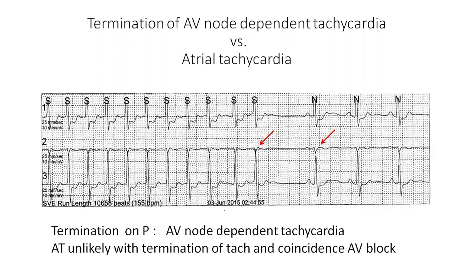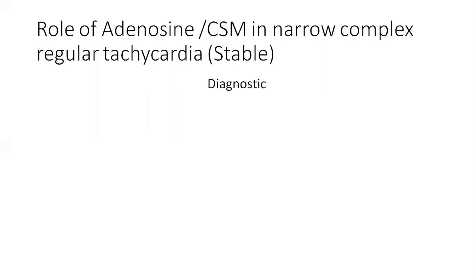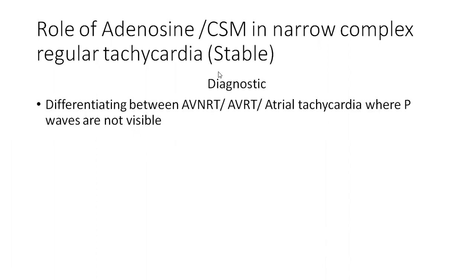So you can say this is a short RP tachycardia, very unlikely to be an atrial tachycardia. It has to be a node-dependent tachycardia. That's a spontaneous termination. When you are in tachycardia and it is not spontaneously terminating, you do maneuvers to differentiate. The maneuvers are to terminate the tachycardia or slow it down to see what is happening. So it is diagnostic and it is therapeutic. Carotid sinus massage is a class 1 indication in regular tachycardia, or adenosine. Okay?